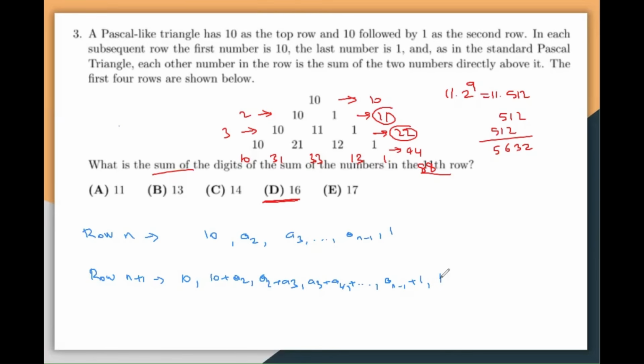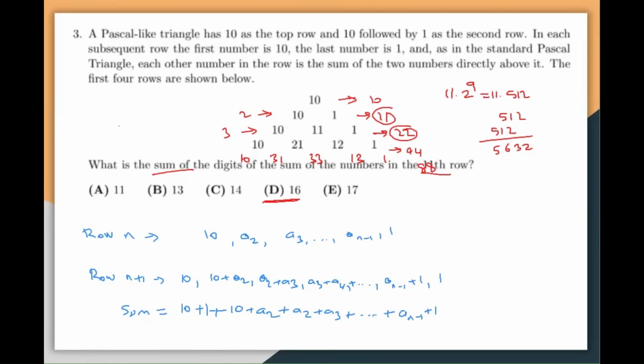So what does that tell us? If I'm going to rewrite the row n plus 1 in a different way, that's basically the sum of these numbers. I'm going to write the 10 plus this one. Okay, and then now I'm going to write the 10 and A2, right? So that should be 10 and A2. Okay, and then I'm going to write the A2 plus A3. And then that will continue the same pattern. And the last one I can write as A of n minus 1 plus 1. So the last two. What I did just now, these are not the numbers that I have in the row n plus 1. I just add those, which is basically my sum of the numbers in the row n plus 1.